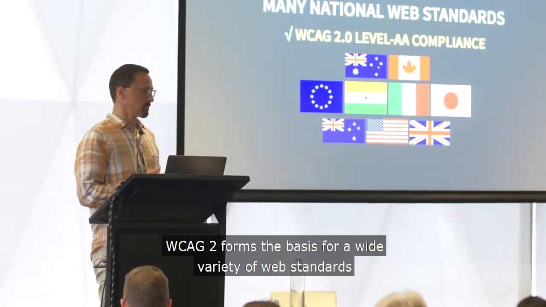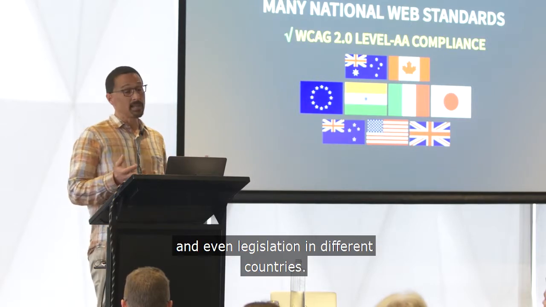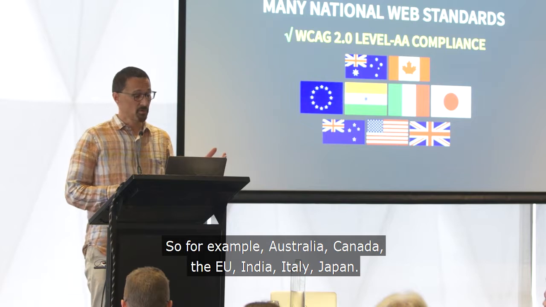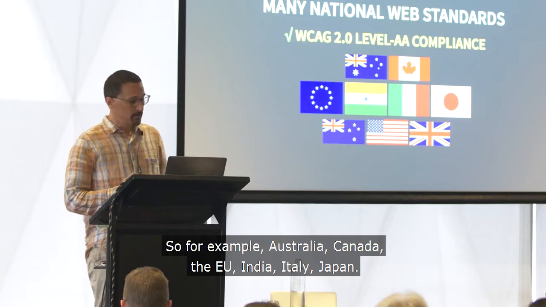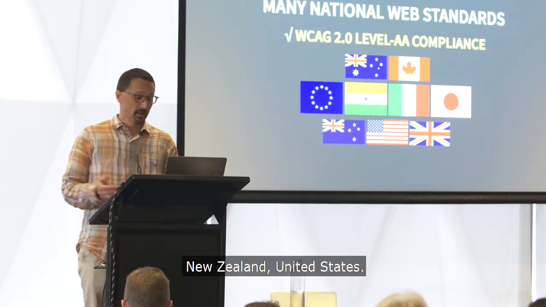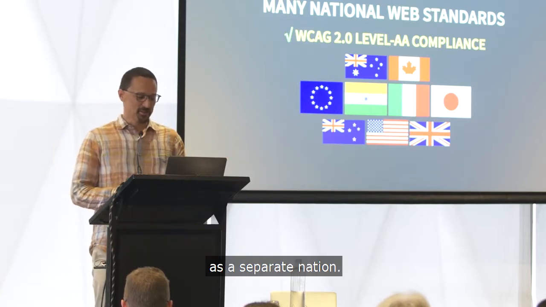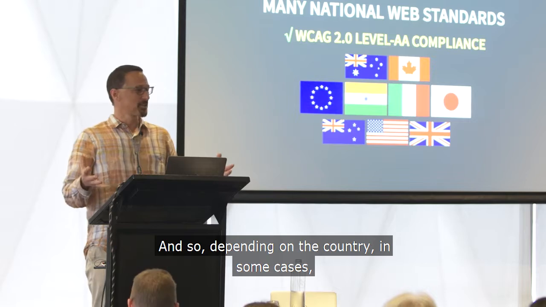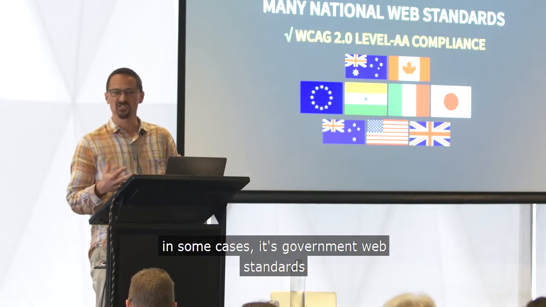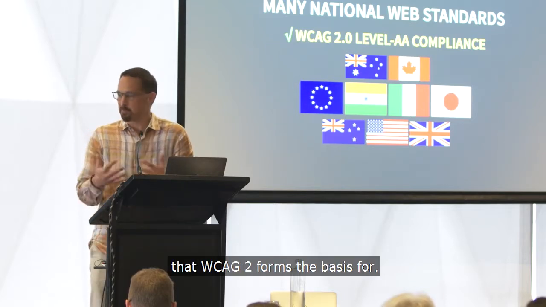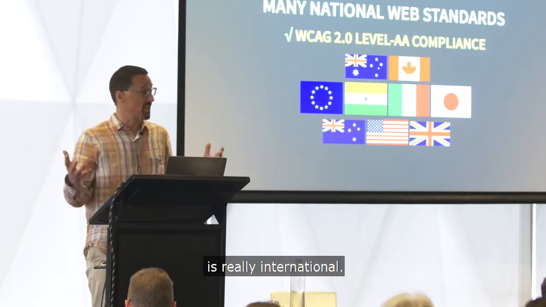WCAG 2 forms the basis for a wide variety of web standards and even legislation in different countries. So for example, Australia, Canada, the EU, India, Italy, Japan, New Zealand, United States, and I put the UK in there for obvious reasons as a separate nation. Depending on the country, in some cases WCAG 2 is embedded in legislation. In some cases it's government web standards that WCAG 2 forms the basis for. So as Lainey mentioned this morning, accessibility in a sense is really international.